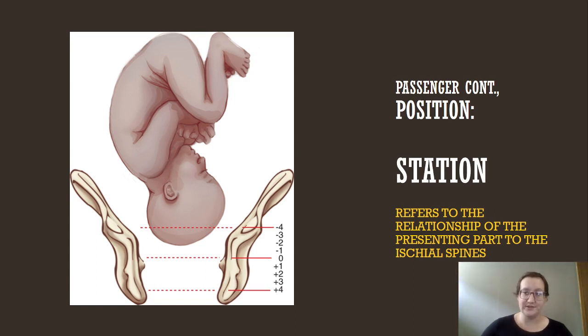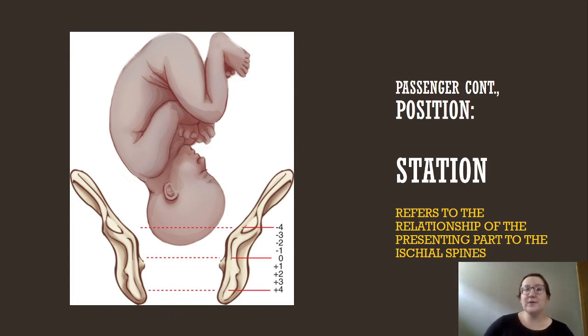So when we're talking about 0, we're talking about when the presenting part is at the level of those ischial spines. When we're talking about a negative station, we're talking about the presenting part is above those ischial spines. These are measured in centimeter markings, so -1, -2, etc. Positive station, when the presenting part is below the level of those ischial spines. So again, on the diagram, you see 0 followed by +1, +2, +3, +4. At +4 or +5, birth is happening. This head is right down here. It's happening. It's imminent.